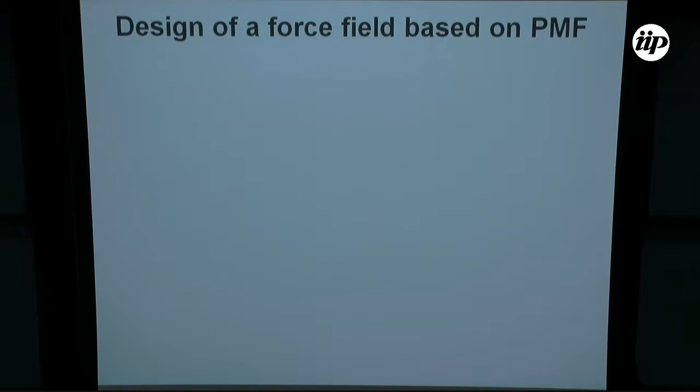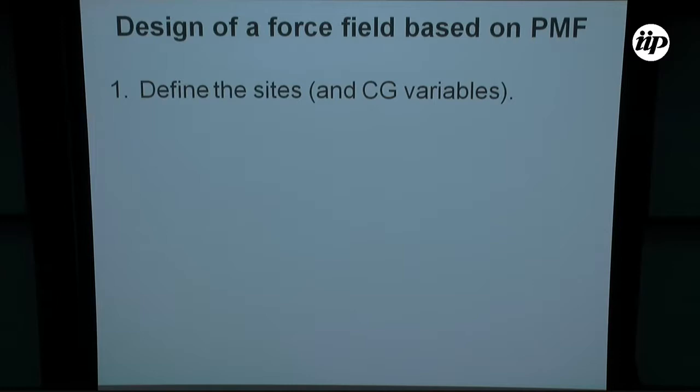The other way is Greg Voss force matching. We invented another way, which we called factor expansion. So there are several steps. The first one is definition of the coarse-grained sites. And this is actually the top-down approach, because this is an arbitrary choice. And this is inherent in all coarse-grained potentials.